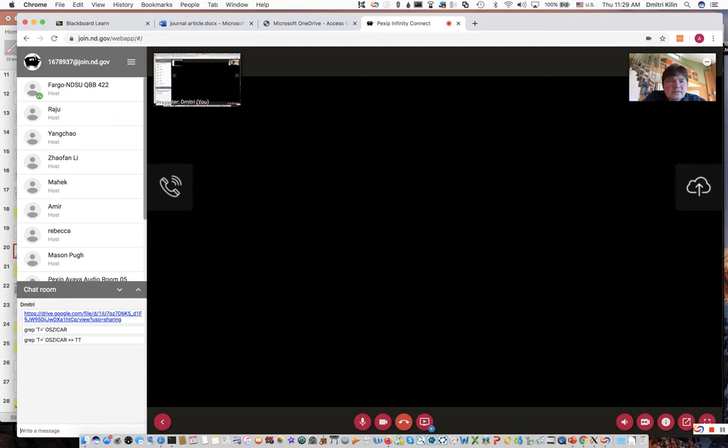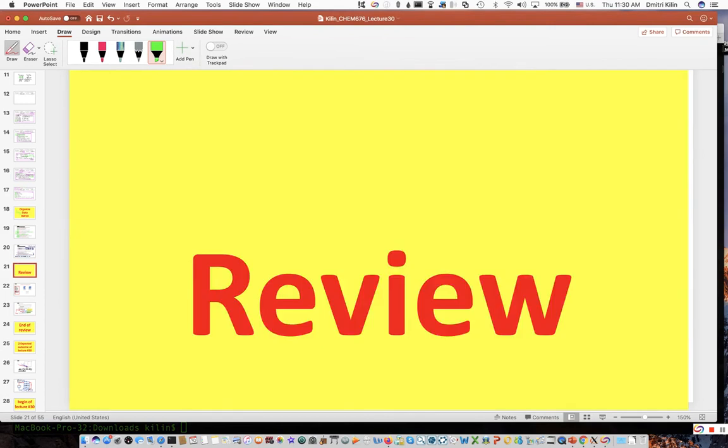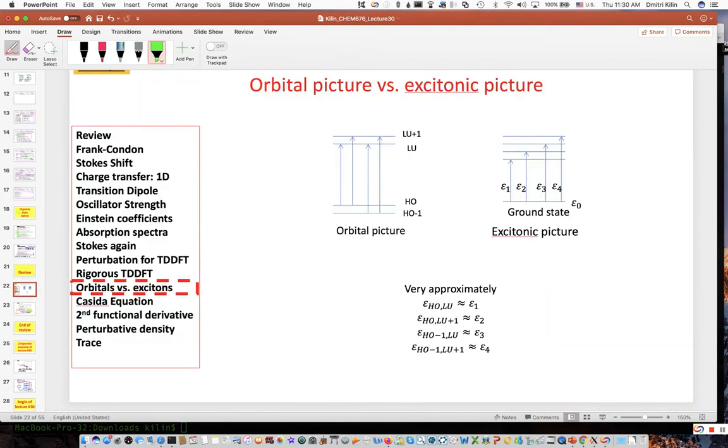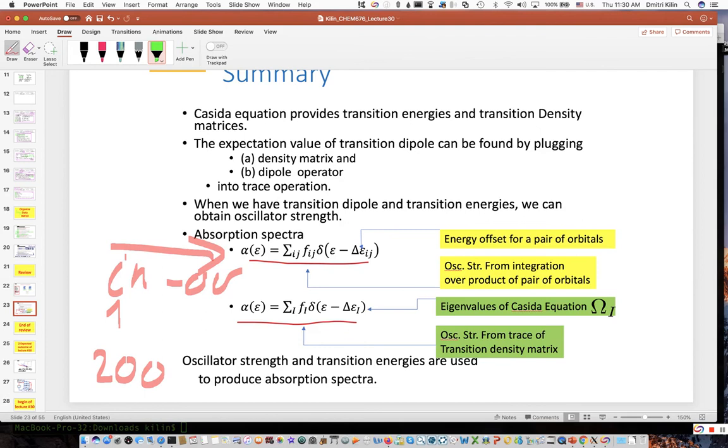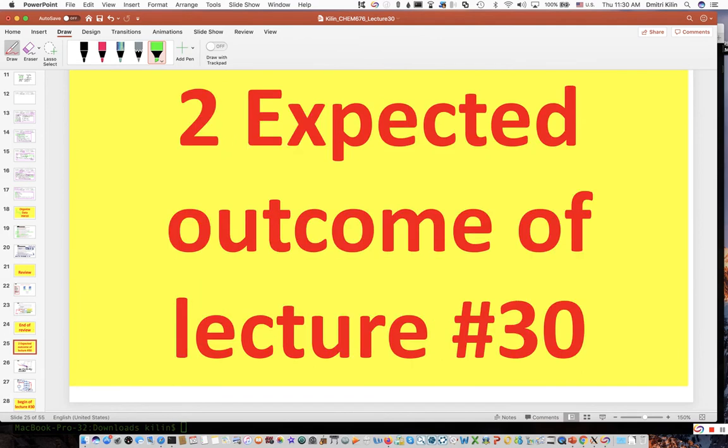So we are done with the part related to research, and let's go to the academic part. Last time we compared the orbital picture and the excitonic picture, and in both one can compute the absorption spectra. For obtaining an absorption spectrum, one needs to get the transition energies and oscillator strengths. In today's meeting, we have two expected results.